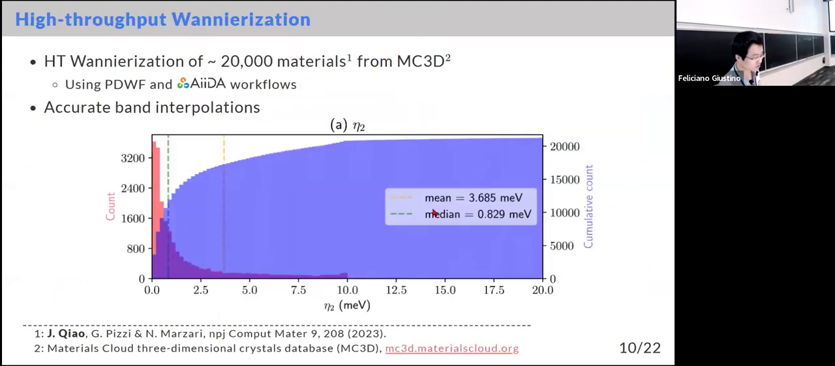And then we also use our algorithm and write some automated AiiDA workflows, which automate the whole process from SCF, NSCF, pw2wannier90 to the final Wannier90 calculation. So we can now fully automatically run Wannierization of 20,000 materials from the Materials Cloud three-dimensional crystal database. We can, again, have quite accurate band interpolation error of around 3.6 millielectron-volt.